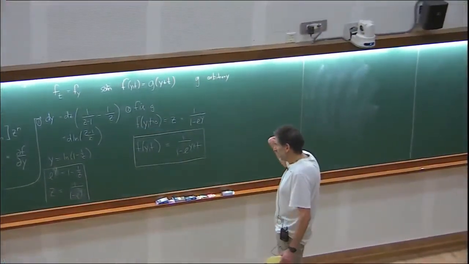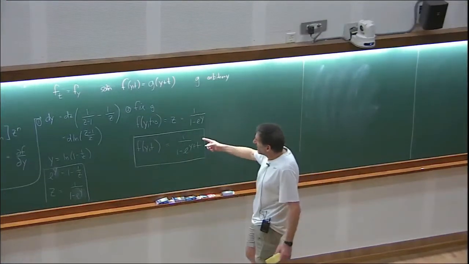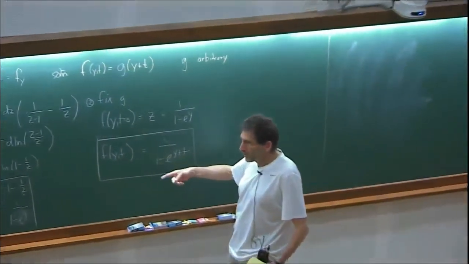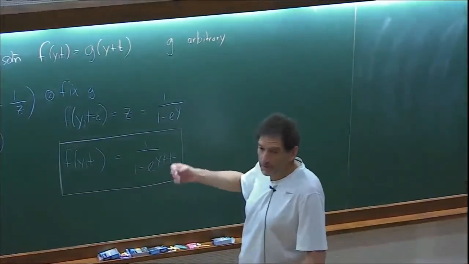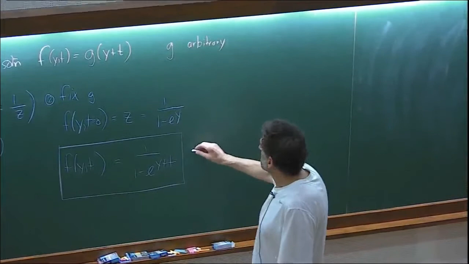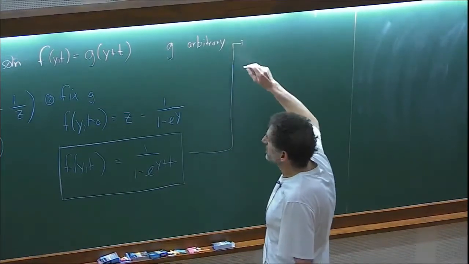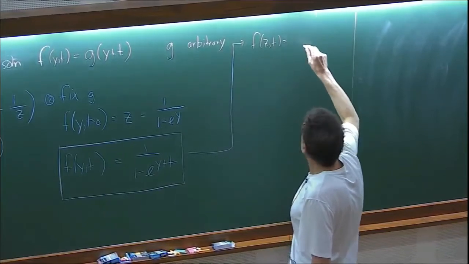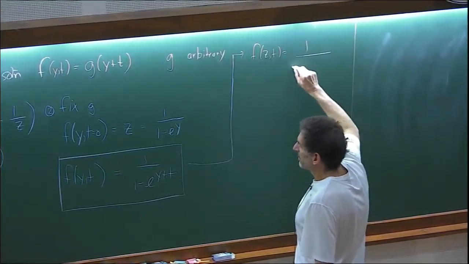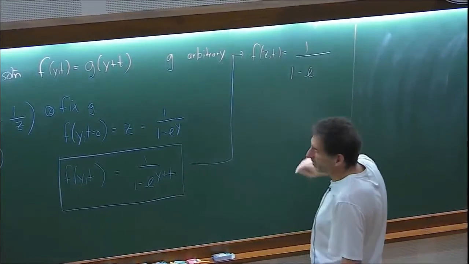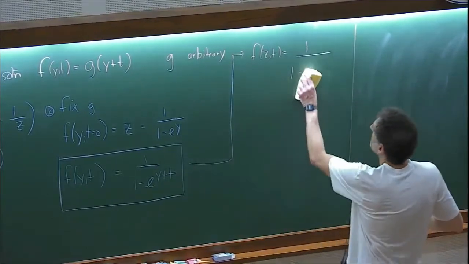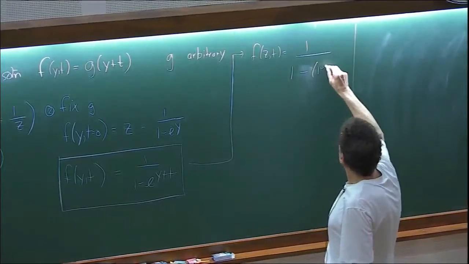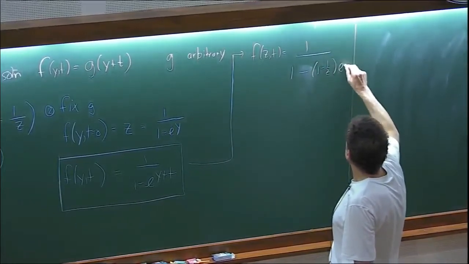So how do we do this? Now that we have the correct solution in terms of y, we want to write it in terms of z and then do a power series expansion in z. So now we go back to writing it as a function of z. f of z, t is equal to 1 divided by 1 minus e to the y, which I have over there, so it's minus 1 minus 1 over z times e to the t.